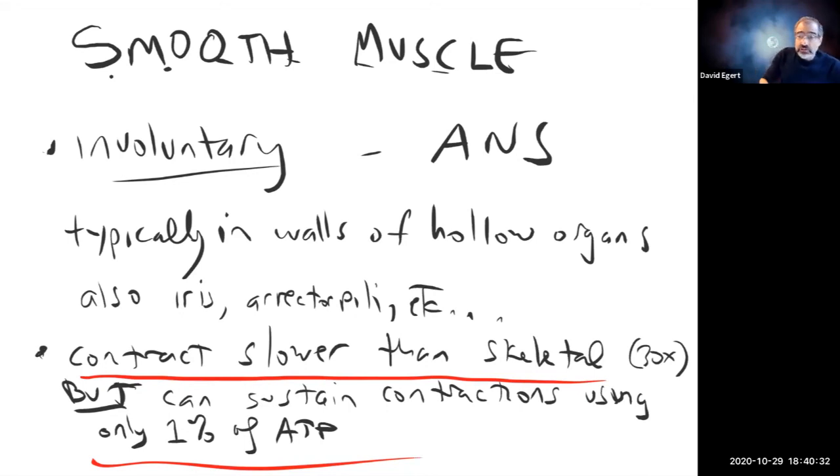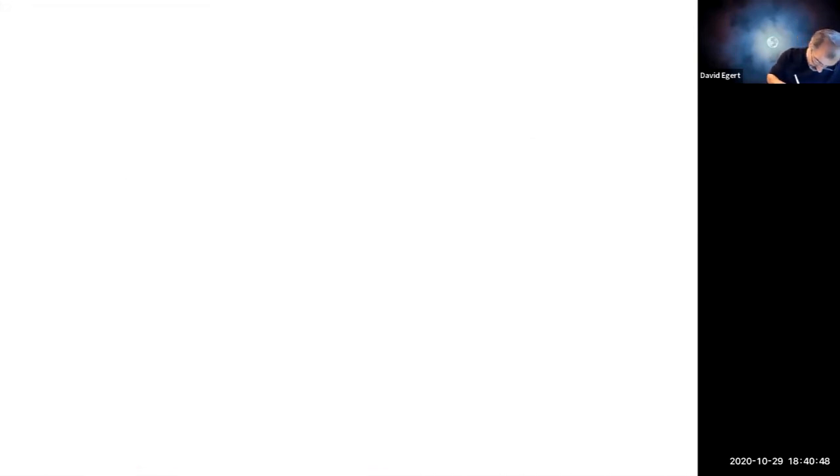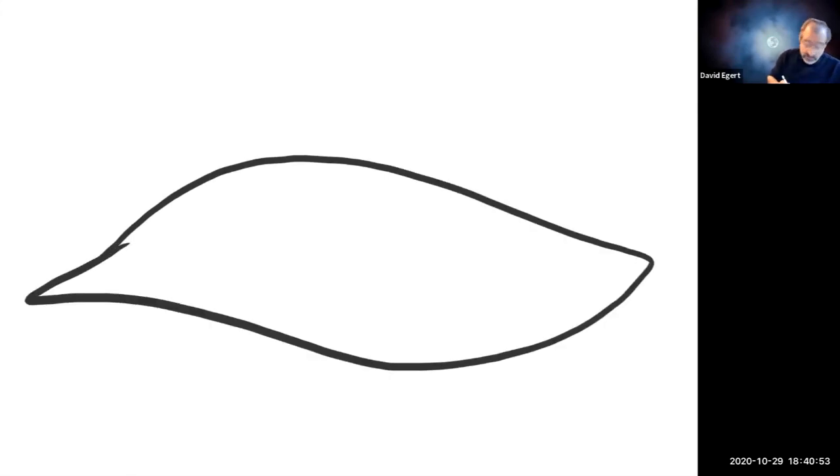Then I'll talk a little bit more about the actual structure of the cell itself to give you a little more sense of how actin and myosin are working together, but there's no stripes. They're single cells, as opposed to the skeletal muscle cell where you had these big crazy weird cells with hundreds of nuclei. A single little cell, and it does have actin and myosin, but it's laid out really differently.